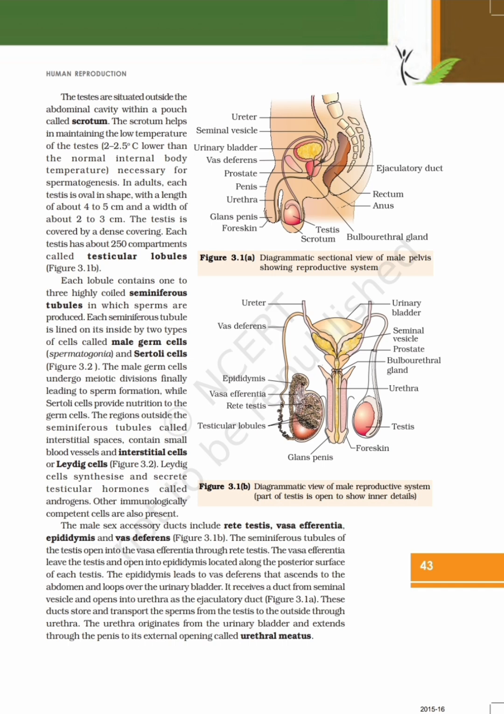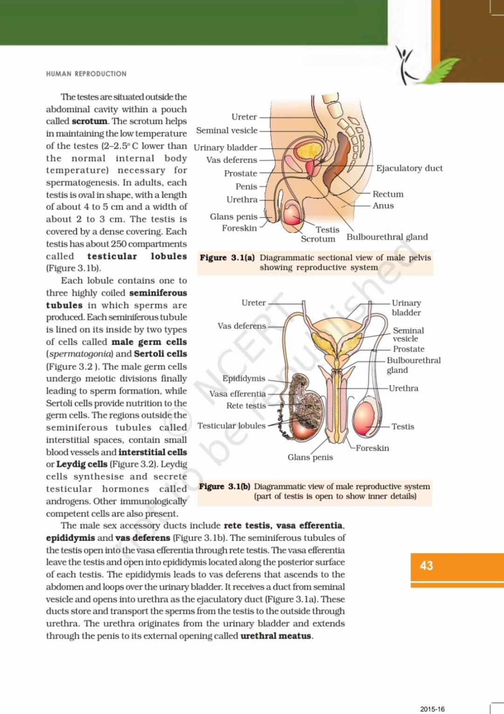Then there are other immunologically competent cells. What are immunologically competent cells? They act as immune cells, like WBCs. These are also present. So this was all the information about the testes.